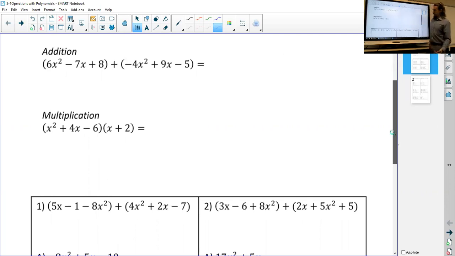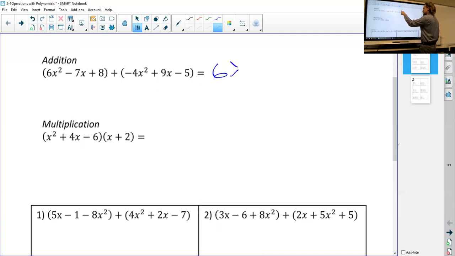So 6x squared minus 7x plus 8 plus negative 4x squared plus 9x minus 5. So you're just adding them all together. So I'm going to rewrite it. So, that was weird. Try to put your highest terms first. So start with the x squared.